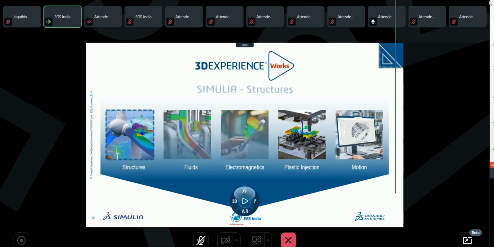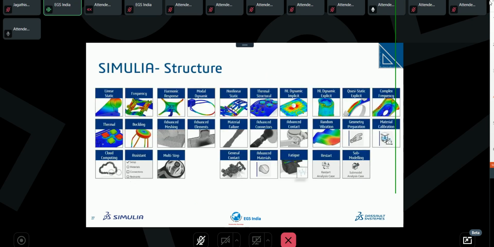So to start with, I will be introducing this structure portfolio where we will have a capability to solve right from static to dynamic conditions. We can say that from static to dynamic condition, the complexity of problems can be at the maximum side, and we can solve these kind of maximum complexity problems with the help of the SIMULIA structures portfolio.